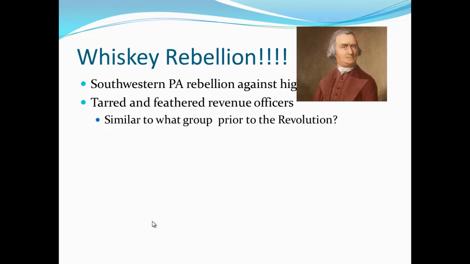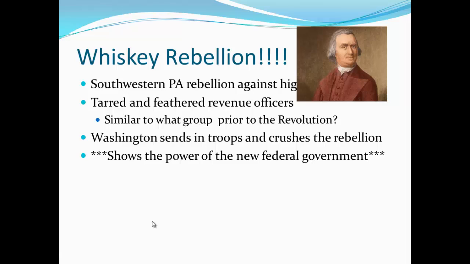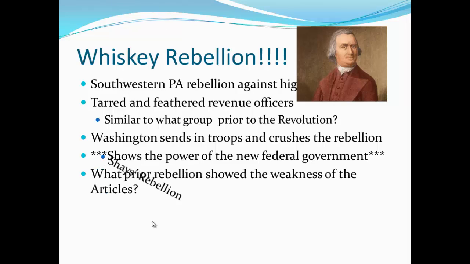Samuel Adams, and the Sons and Daughters of Liberty. Washington sends in troops and crushes the rebellion really quickly. And the significance of the Whiskey Rebellion, this is asked oftentimes on the AP exam, it shows the power of the federal government. Shays' Rebellion, which happened during the Articles of Confederation, showed that the federal government was weak. Whiskey Rebellion shows that now that is a strong federal government and they can handle certain issues that may arise.